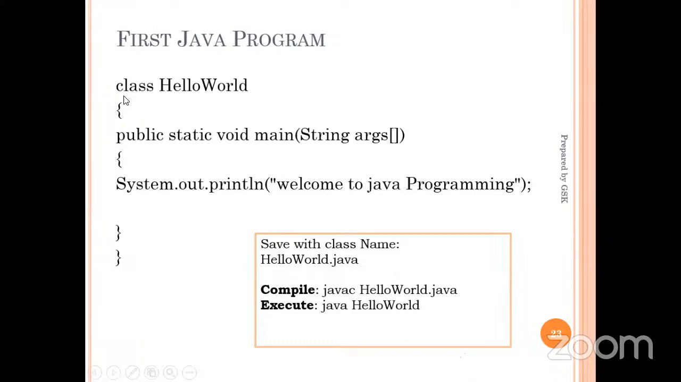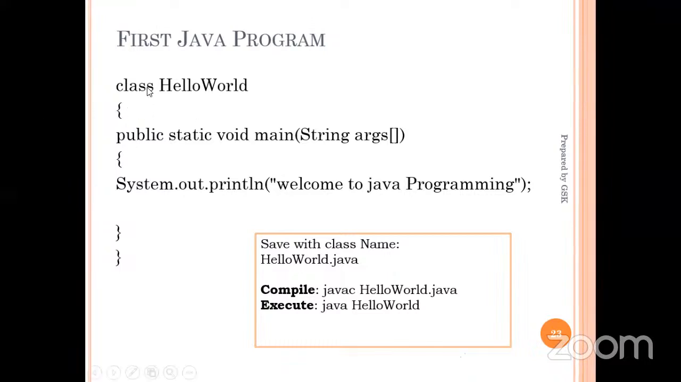simple program. To create the class, we need to use the keyword class, space, and you must write any class name. The class name is an identifier concept. By following the identifier rules, you can give any name. In this example, my class name is HelloWorld. Class, space, class name HelloWorld, and open the block. As you know, in C, CPP and Java, we use curly braces to create the block. So this is the starting point of the block.